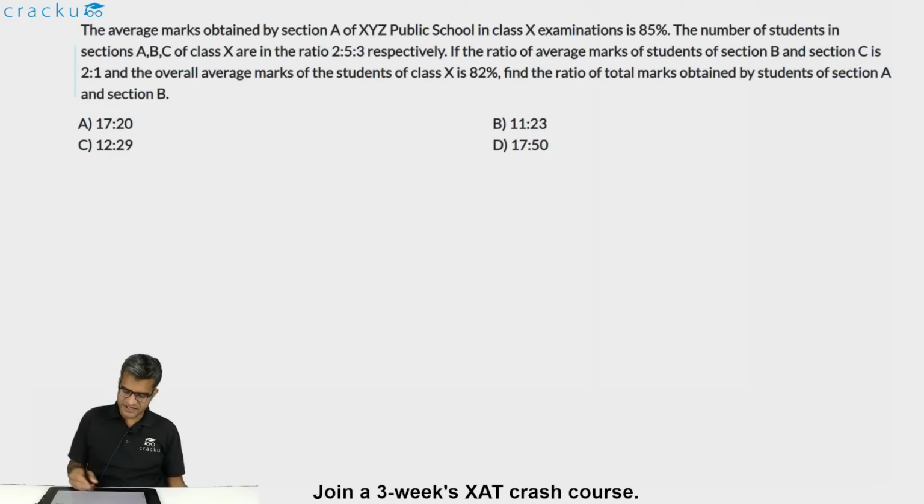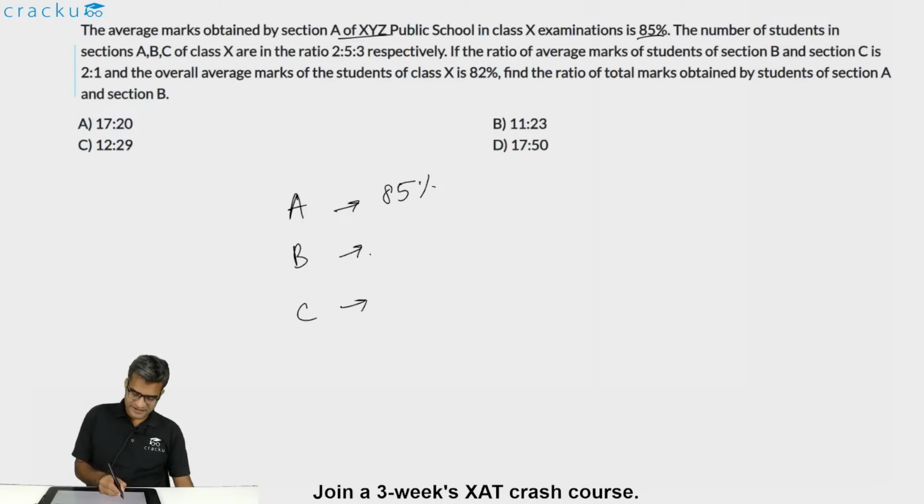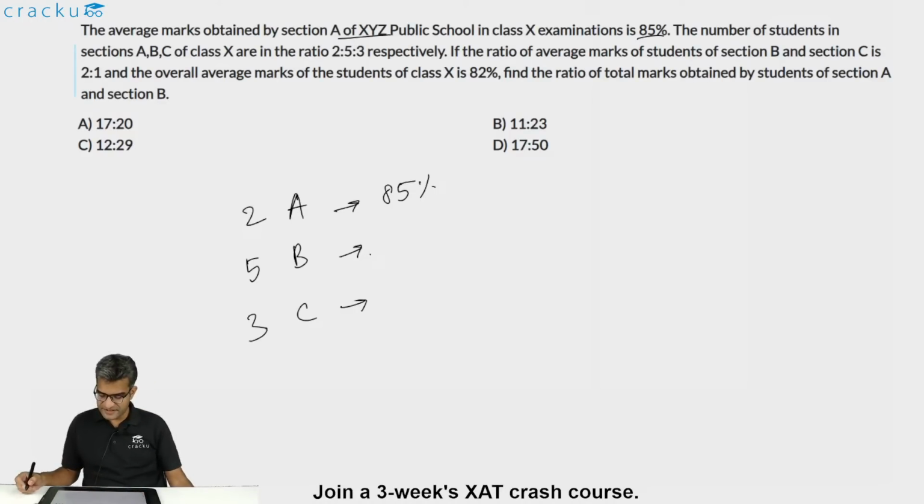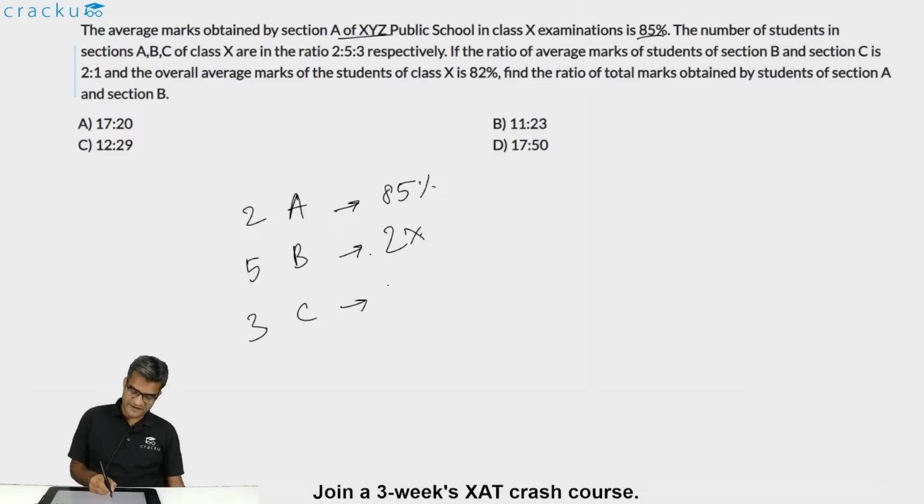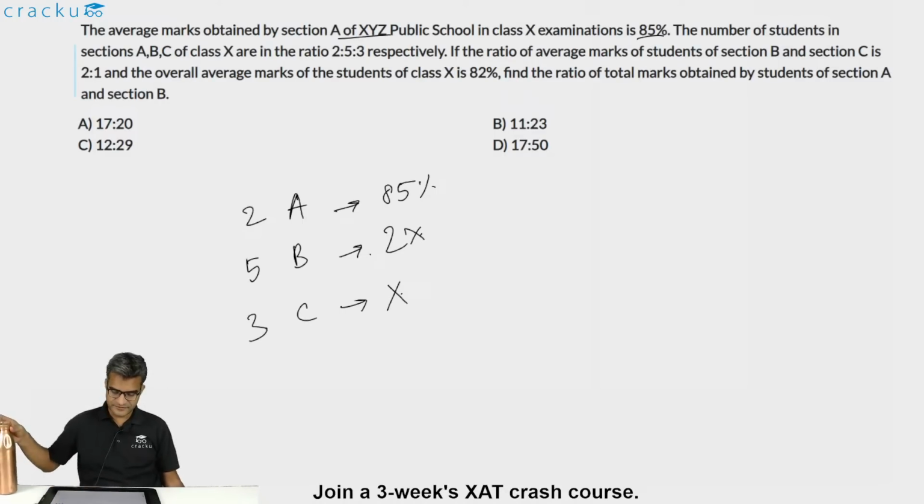Okay, in this question, we are told that the average marks of section A of XYZ public school in class 10th examinations is 85%. Okay, so A, it is 85%. The number of students in sections A, B, C are in the ratio of 2:5:3. So you have A, B, and C. The ratio is 2:5:3. The ratio of the average marks of students of section B and C is 2:1. So if you assume that the average marks of students of section B is 2x, the average of students of section C is x.